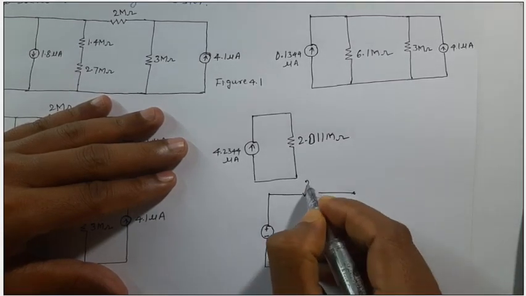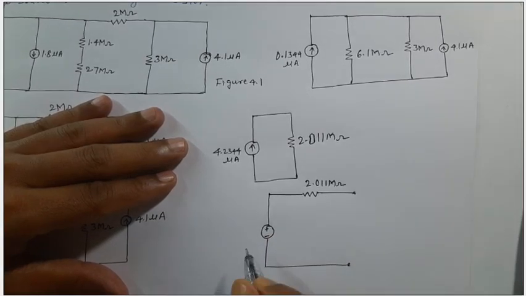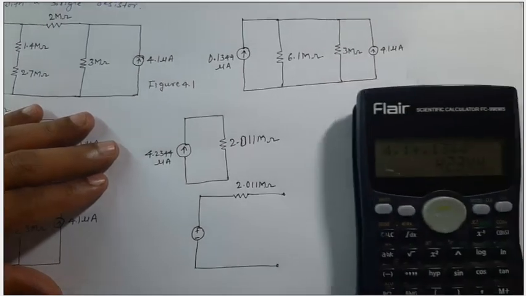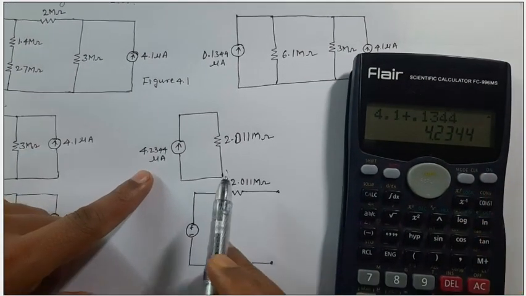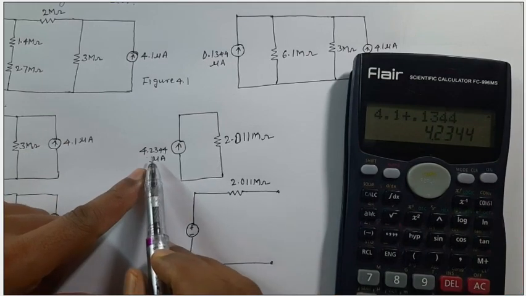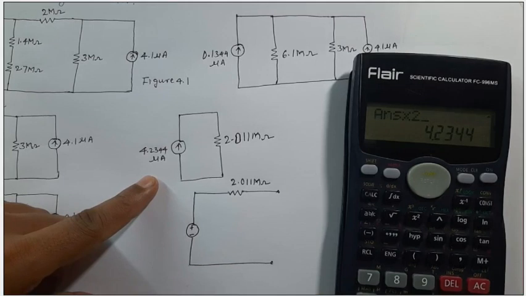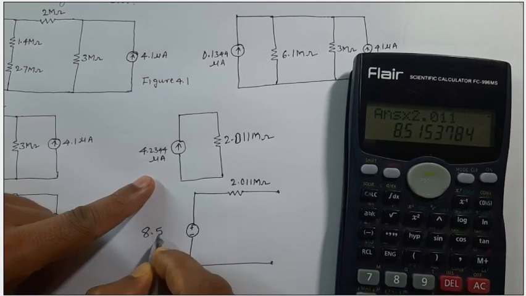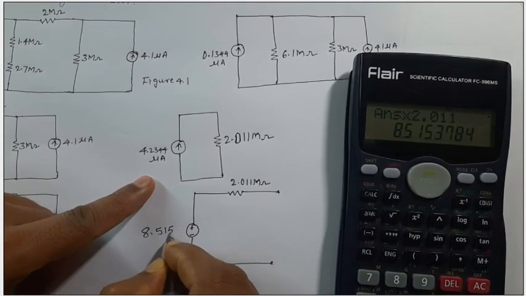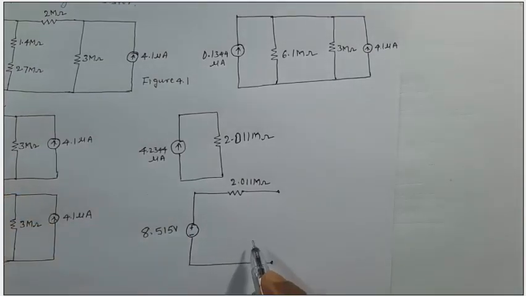Now this value is 2.011 mega ohm, and this is the voltage source. It will be 4.2344 into 2.011 into 2.011, micro and mega will get cancelled. What we get is 8.515 volts. This is the final circuit that we have reduced.